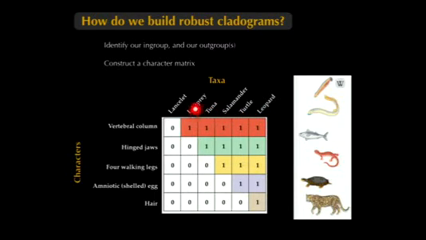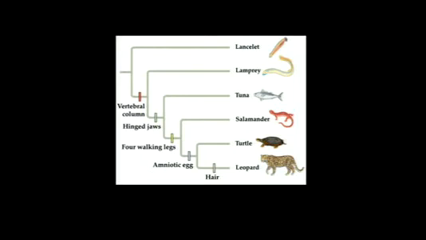That's your in-group. You choose an out-group that's primitive in relation to your in-group and lacks the characters that your in-group exhibits. So in this case, the lancelet lacks all of these features that are exhibited by some members of your in-group. And that's necessary to polarize your characters, to understand the changes that happened over evolutionary time. Again, you'll be getting all of this in lab.